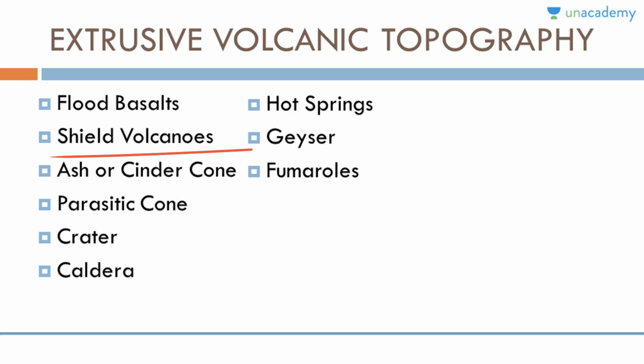Then we have ash or cinder cone, which is a deposit around a volcanic vent formed by pyroclastic rock fragments and accumulation into a conical hill. They generally develop from explosive eruptions. Then we have parasitic cone, which is accumulation of volcanic material on the side of the main cone. This type of cone is more frequent in case of acidic lava. Then we have crater, which is the mouth of the volcano, and the enlarged crater is known as caldera. Then hot springs, geysers and fumaroles are also formed.